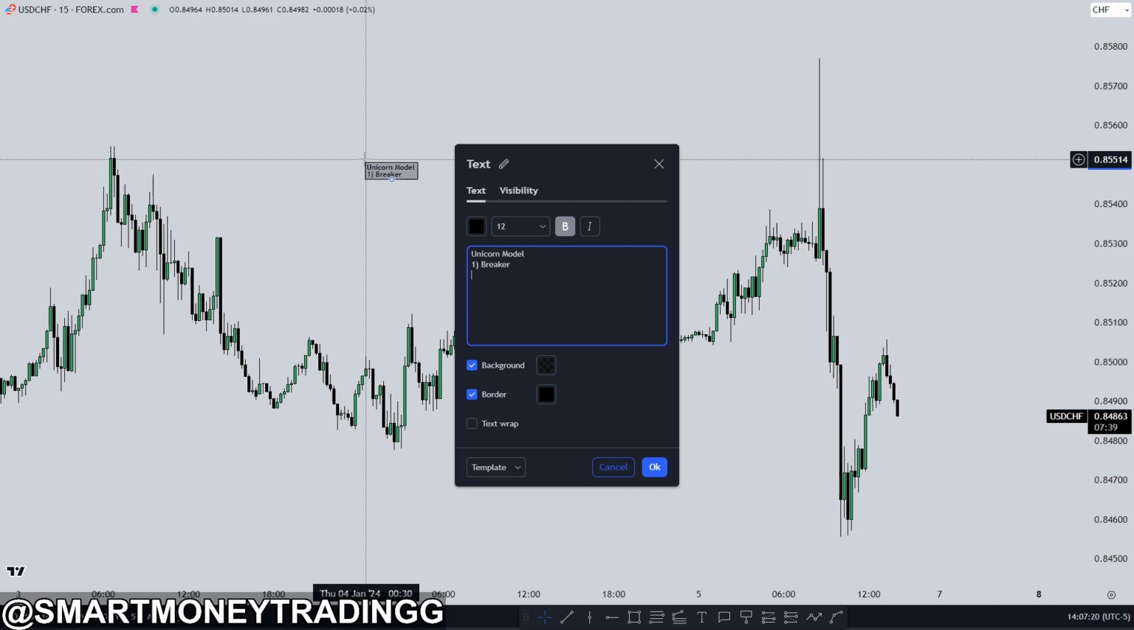You need a breaker block, and then number two is a fair value gap. It doesn't matter if it's a BISI or SIBI, it doesn't matter what fair value gap, as long as it's a fair value gap or an imbalance and you have a breaker block. And that's all it is, it's a breaker block and a fair value gap.